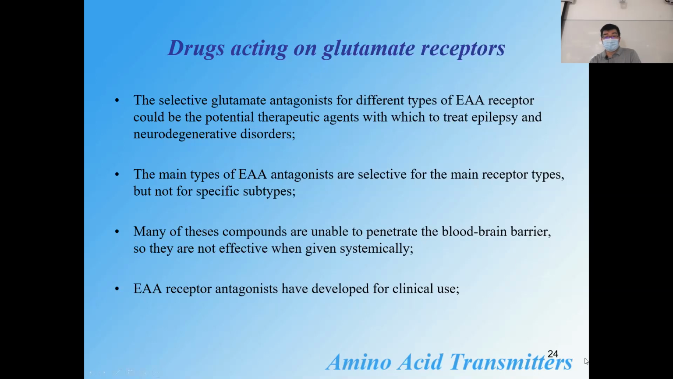There are main types of excitatory amino acid antagonists, selective for their main receptor types, but not for very specific subtypes. A lot of those are unable to penetrate the blood-brain barrier. So they are not very useful, because if they cannot cross the blood-brain barrier, they will not be able to act on the central nervous system.